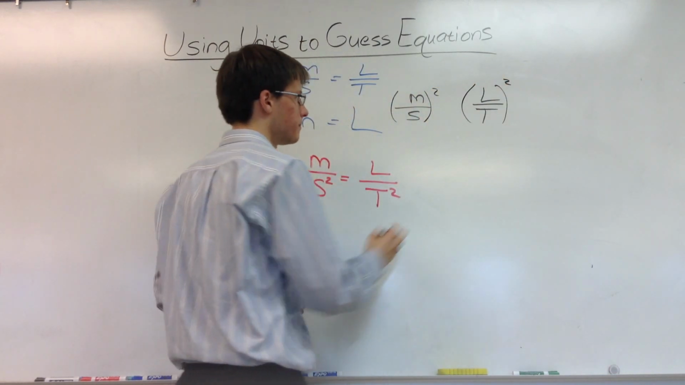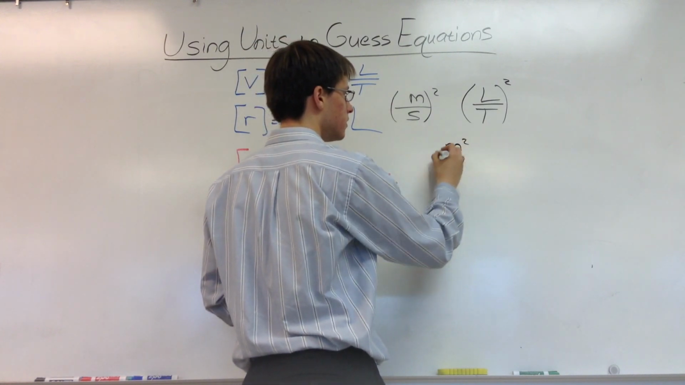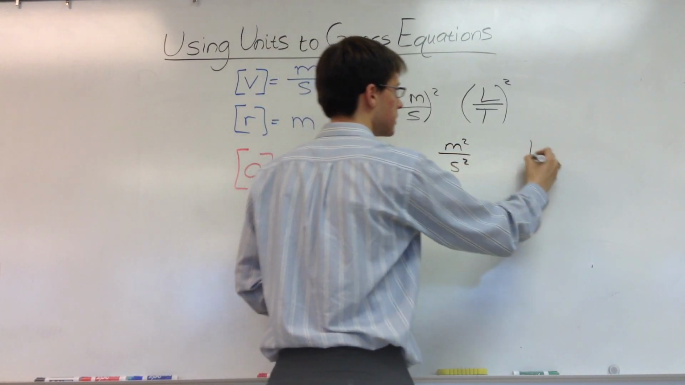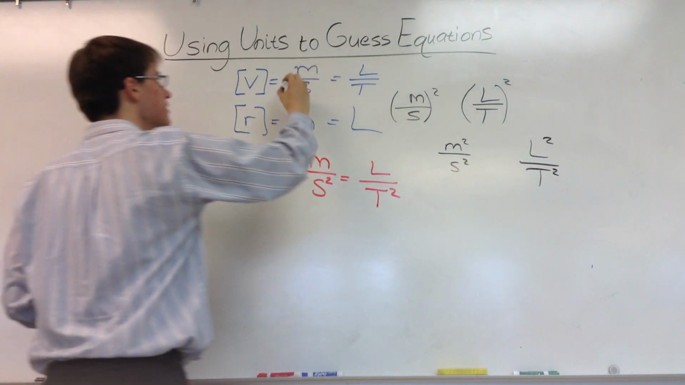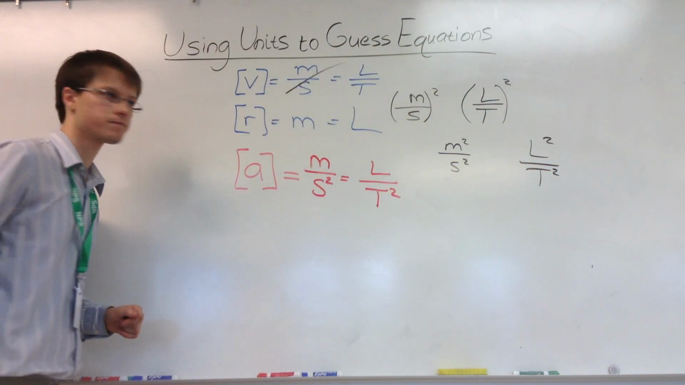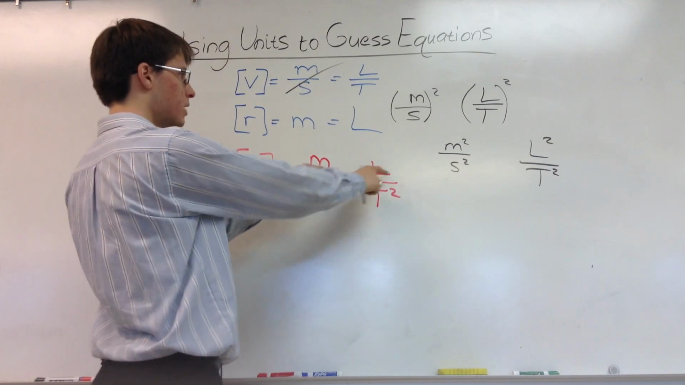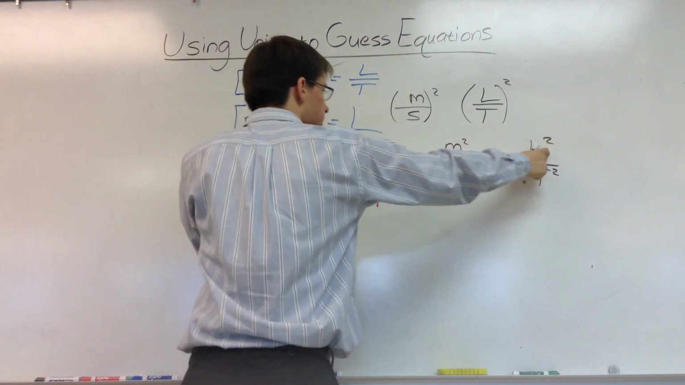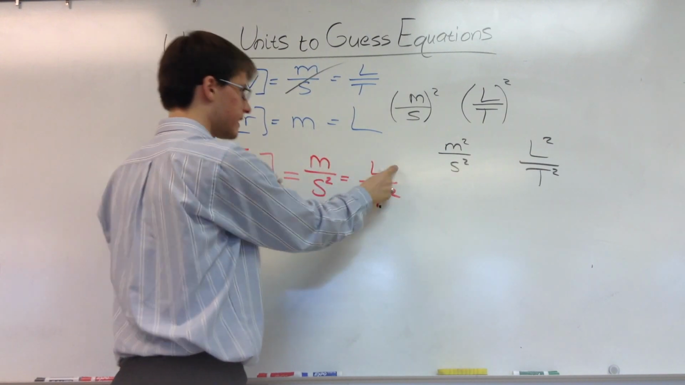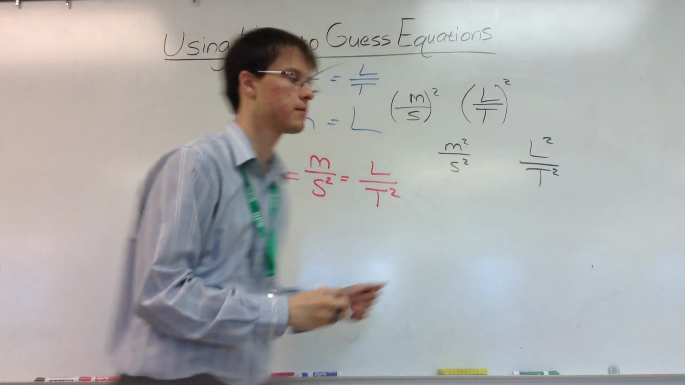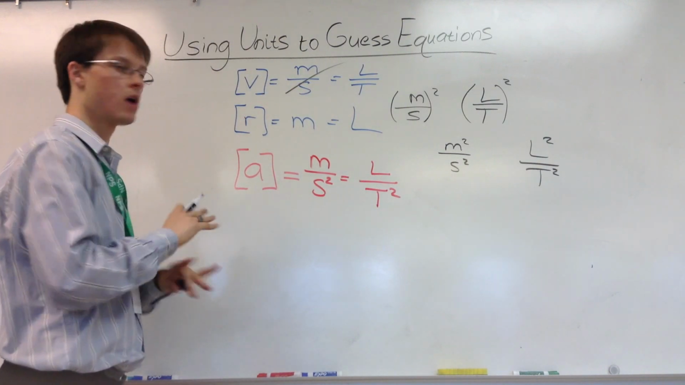When we square them, we now have meters squared over second squared, length squared over time squared. And we've used velocity, we're done with velocity. So now we need to cut one of the length units. We only want a meter, a length. We don't want a meter squared, a length squared. So how can we get that gone?